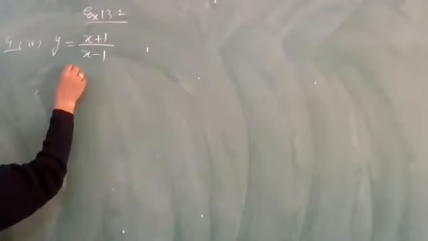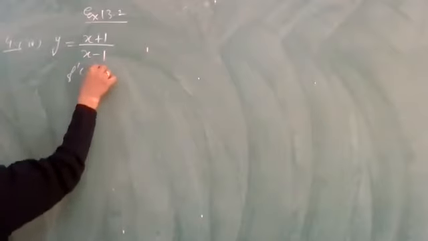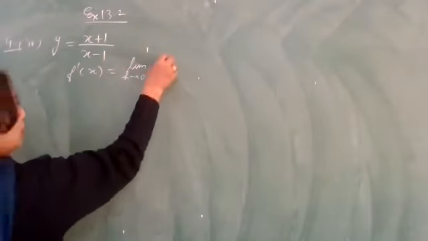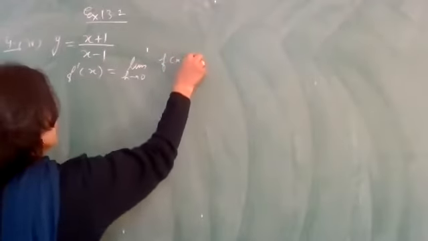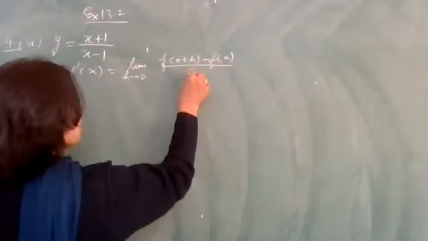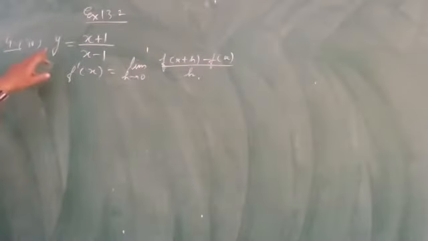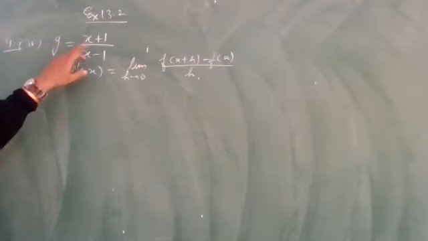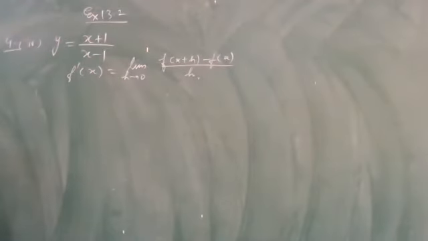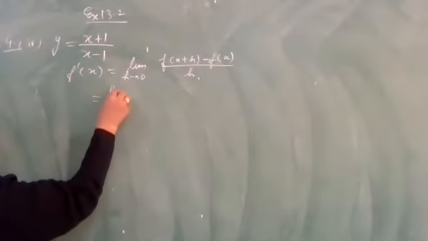Whenever we are finding out the derivative, it is equal to limit h tends to 0, f(x plus h) minus f(x) upon h. Right? So f(x) means the function which is given to us. x plus h means wherever there is x, we have to put x plus h. So we are putting the values here.